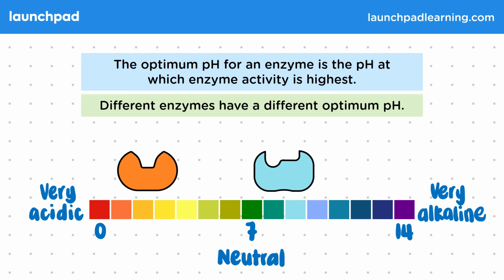These two enzymes have been placed on the pH scale around their optimum pH. One of these enzymes sits around the optimum pH for working in the human stomach, and the other sits around the optimum pH for working in the intestines. Before going on to the next slide, have a think about which one is which.